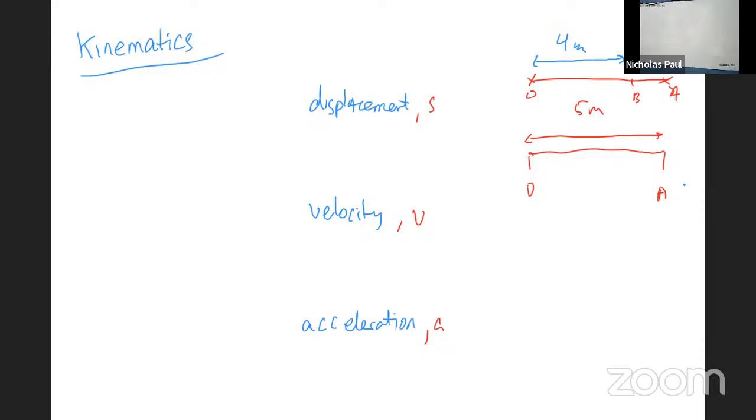It's also a vector quantity. So any displacement you measure on the right side is positive. And if you were to go to the left side, your displacement becomes negative. So you have to remember that in case you end up with a negative displacement value, that's what it means.